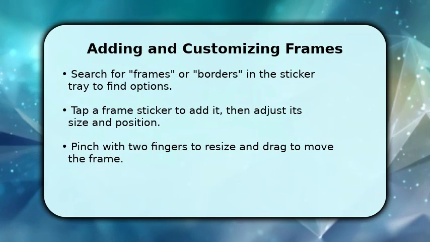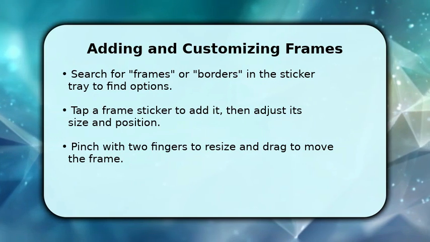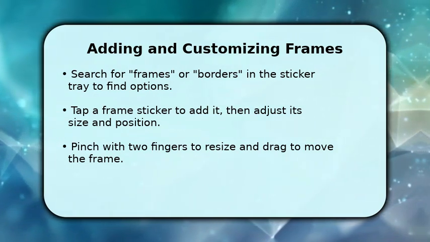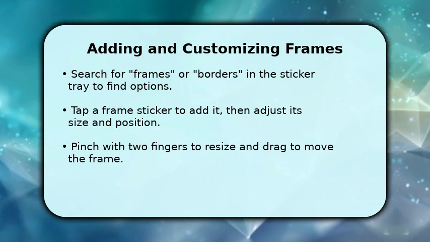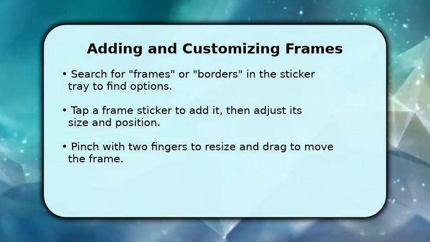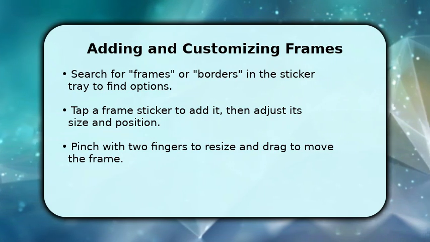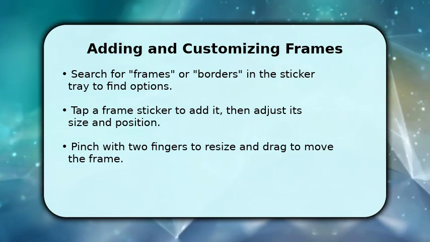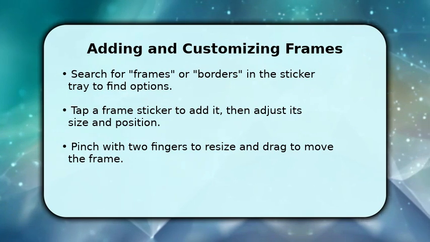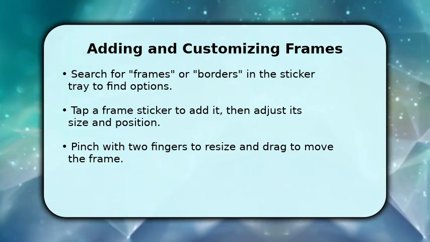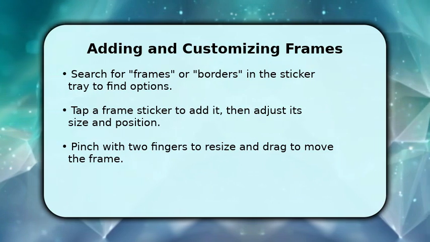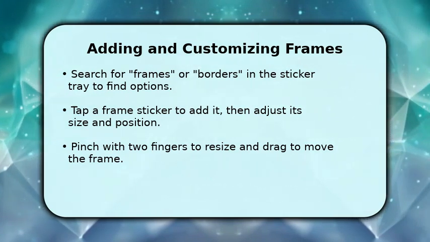Once in the sticker tray, use the search bar to look for terms like frames or borders to discover various design choices. After finding a frame you like, simply tap on it to add it to your story. You can then use 2 fingers to pinch and resize the frame, making it larger or smaller. Drag the frame with 1 finger to perfectly position it over your chosen background content.